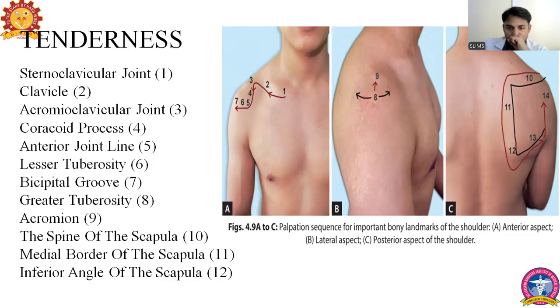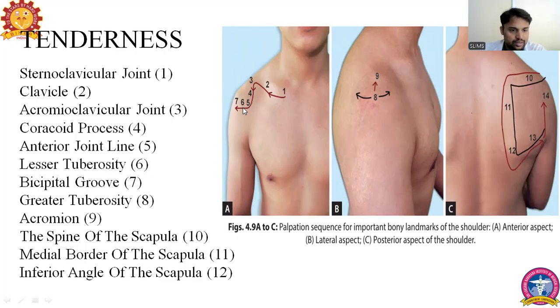After the warmth, you should go for the tenderness. We should check tenderness in a systematic way so that you do not miss any point. From the anterior, we check the clavicle: medial end of the clavicle, middle part of the clavicle, and lateral end of the clavicle. Three is the acromioclavicular joint. Four is the coracoid process, and then come down. Five is the anterior joint line.